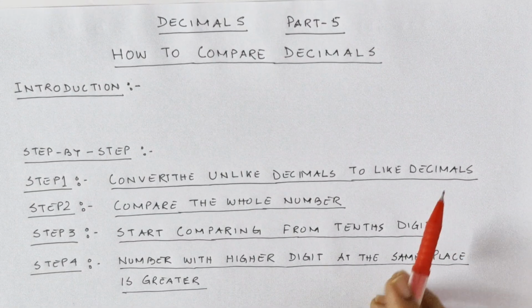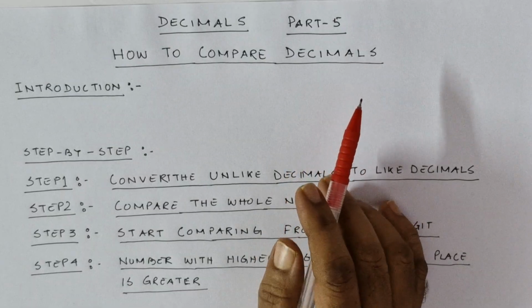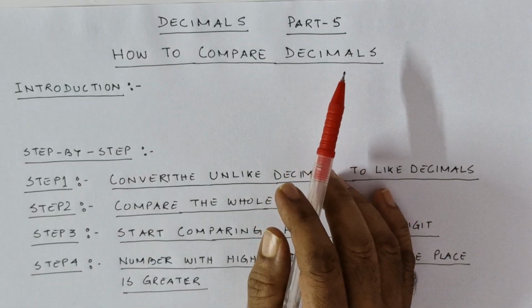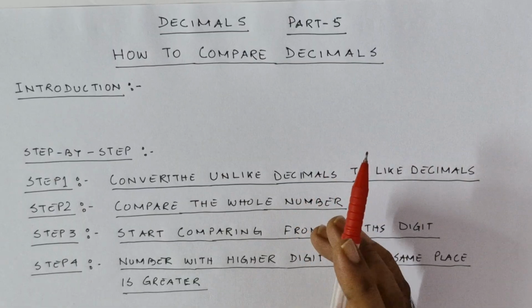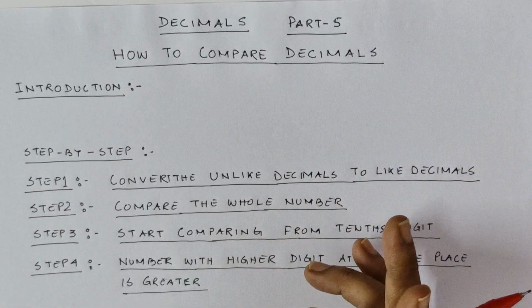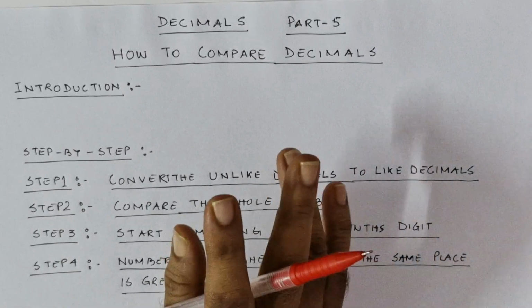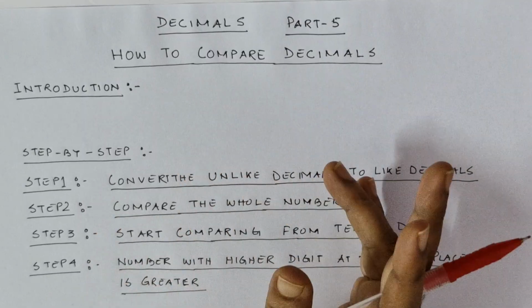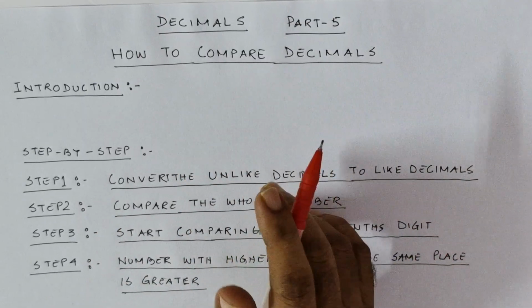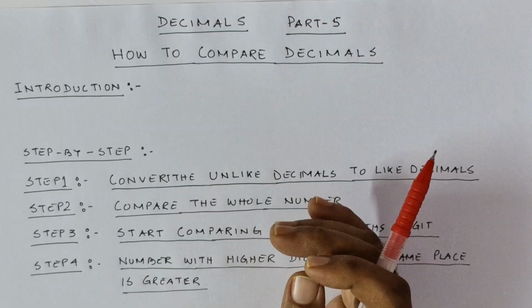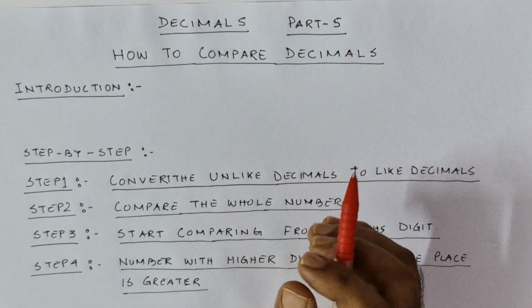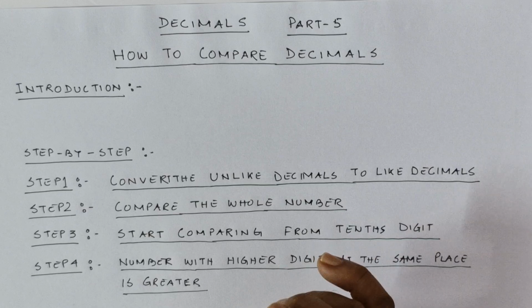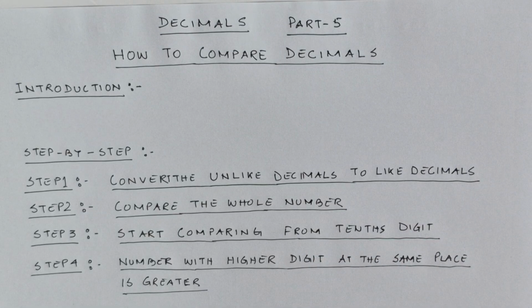Now today's topic is how to compare decimals. This is part 5 of the decimal series. Students, let's recall that in the last lecture we learned about conversion of unlike decimals to like decimals. Today we'll learn how to find out which decimal number is greater or smaller. So let's jump in.